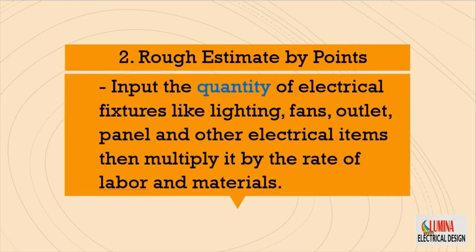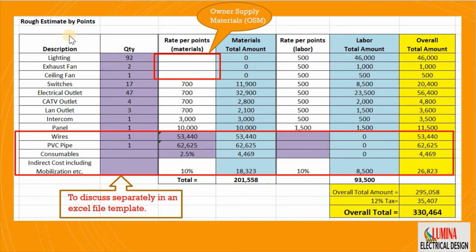Rough estimate by points. The procedure is simply to input the quantity of electrical fixtures like lighting, fans, outlets, panel, and other electrical items, then multiply it by the rate of labor and materials. In our template, we have the description, the quantity, the rate per point of the materials, the materials total amount, the rate per point of the labor, the labor total amount, and the overall total amount.